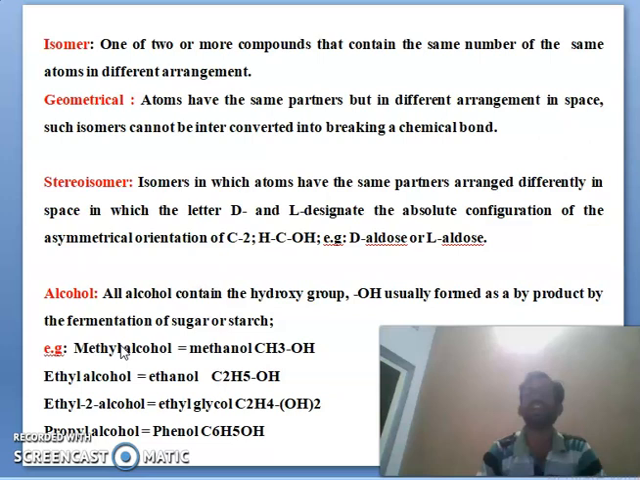Next one, what is alcohol? All alcohols contain the hydroxyl group, OH, usually formed as a product of the fermentation of sugar or starch. You can see methyl alcohol, methanol, CH3OH; ethyl alcohol, ethanol, C2H5OH; ethylene glycol, C2H4(OH)2; propyl alcohol; and phenol, C6H5OH.